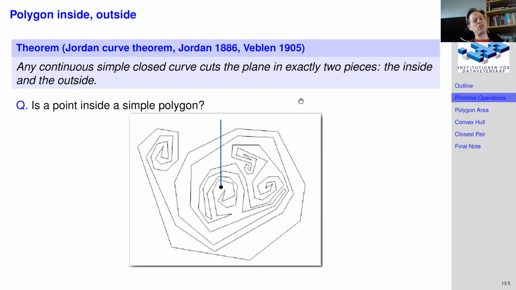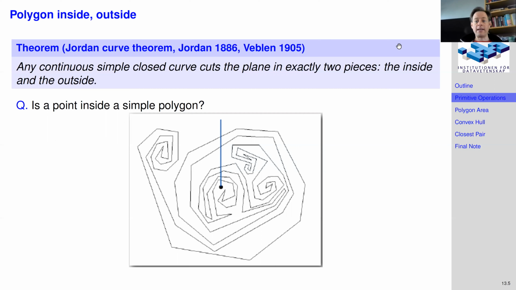So let's see another thing. For example, to determine whether a point is inside a simple polygon. A simple polygon, as we saw in the previous slide, is a polygon where there are no intersections. And here we have a theorem, already proved in 1886 by Jordan, which says that any continuous simple closed curve cuts the plane in exactly 2 pieces, the inside and the outside. So what we're interested in now is, given a polygon and given a point, to determine if this particular point is inside or outside of the polygon.